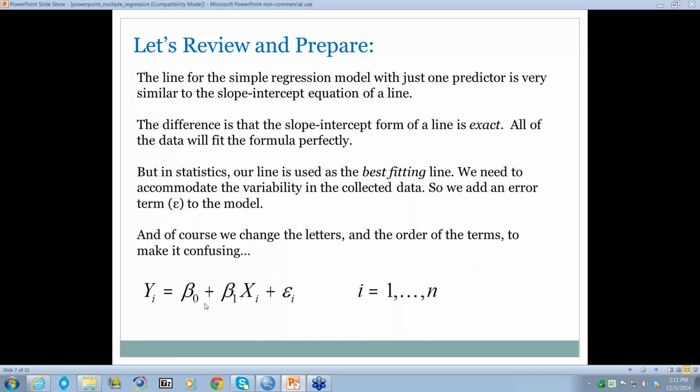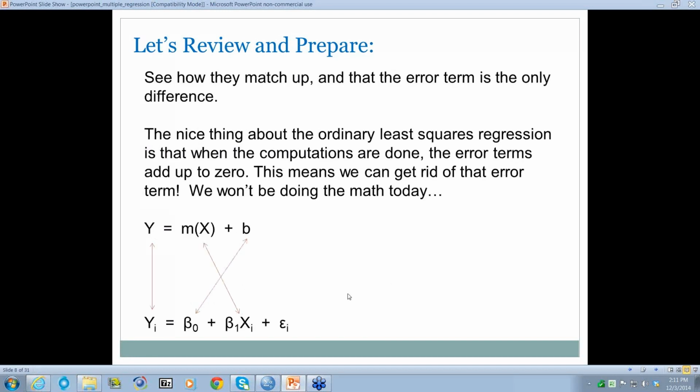So right here, here's our outcome, here's our criterion. Here would be our little predictor right here that we're using for the outcome. And then right here's your error, and here's your intercept, and here is your slope. So it's kind of the same format, and I'll show you. You can see how they match up. The error term's the only difference.